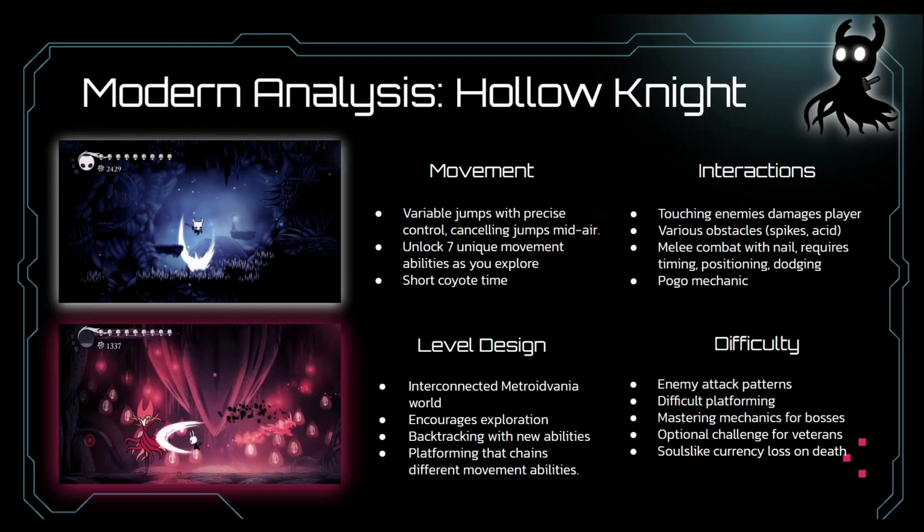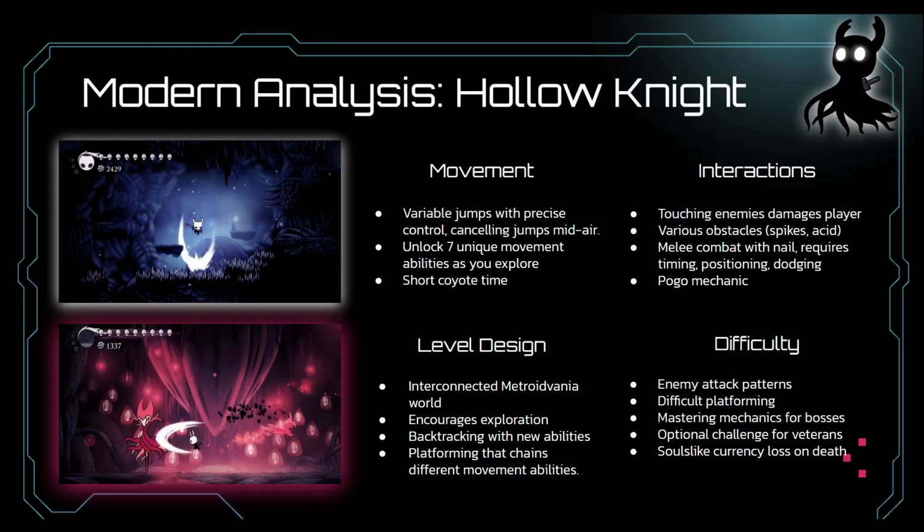It is a Metroidvania, so there are 7 unique movement abilities that you can unlock in the world, and there's tons of options. There is no jump buffer, but there is a very short coyote time, so the platforming is a little more forgiving. For interactions, any form of collision with an enemy or obstacle damages you, doesn't matter where you get hit.